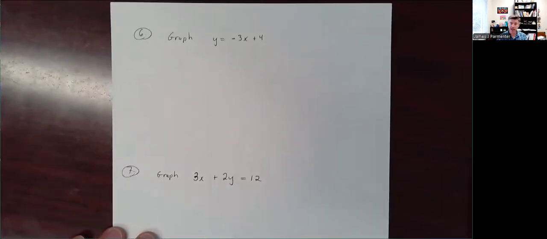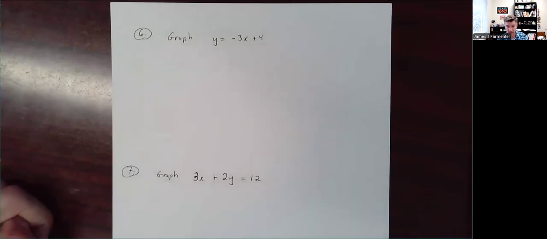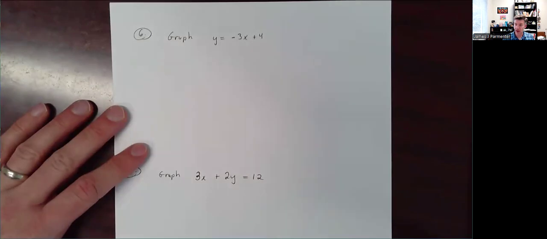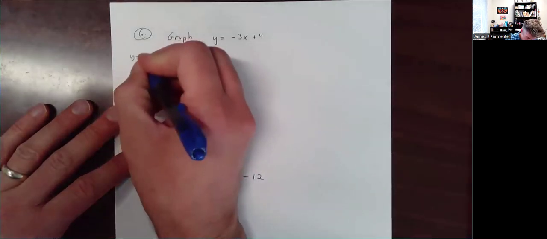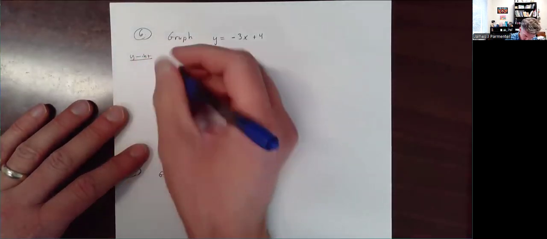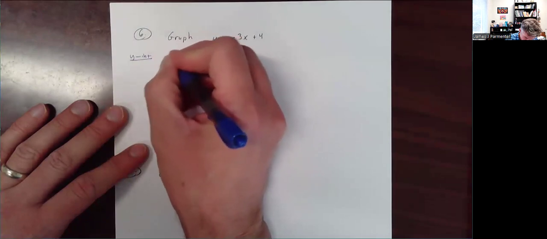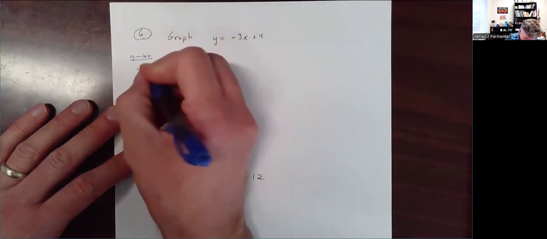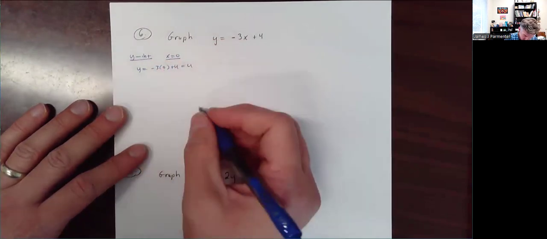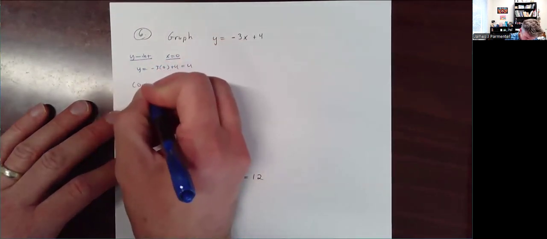Let's graph y equal to negative 3x plus 4. So here the slope is going to be negative 3, meaning every time x increases by 1, y is going to decrease by 3. We're still going to graph it the same way, by finding the y-intercept and the x-intercept. So for the y-intercept, we're going to set x equal to 0. We're going to get y equal to negative 3 times 0 plus 4, which is just 4. So my y-intercept is the point 0, comma 4.